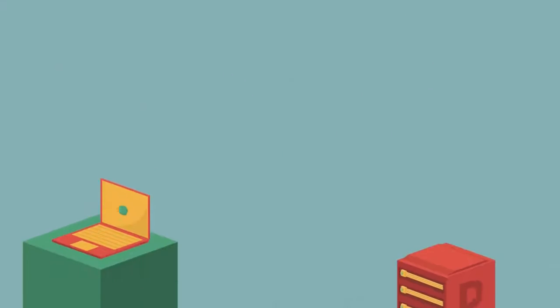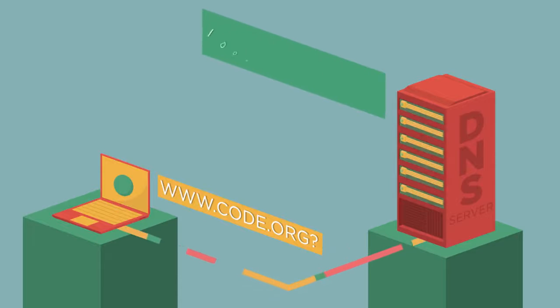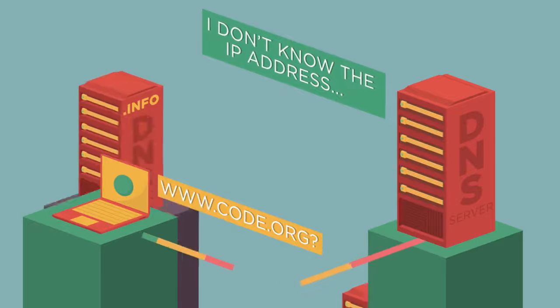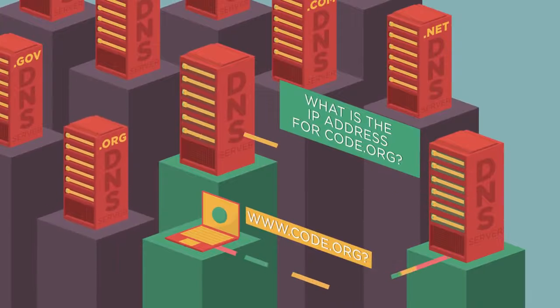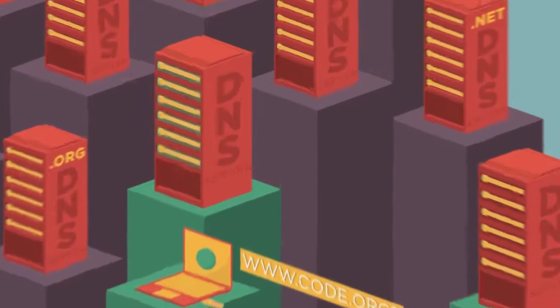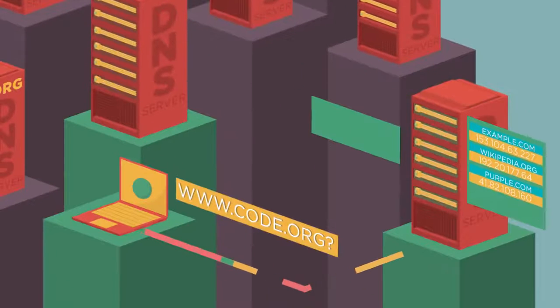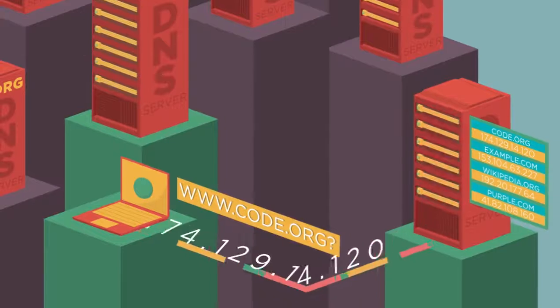And it goes a little something like this. Hey, hi there. I want to go to www.code.org. Yeah, I don't know the IP address for that domain. Let me ask around. Hey, know how to get to code.org? Yeah, I got it right here. It's 174.129.14.120. Oh, okay, great, thanks. Yeah, I'm gonna write that down and save it for later in case I need it. Hey, here's that address you wanted. Awesome, thank you.